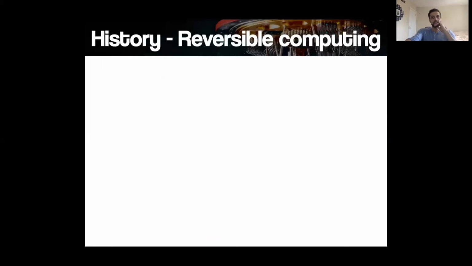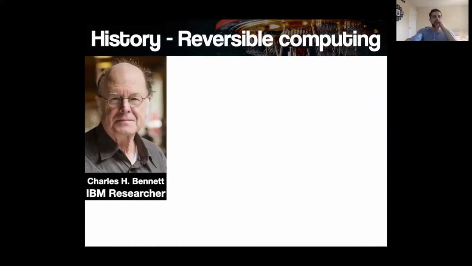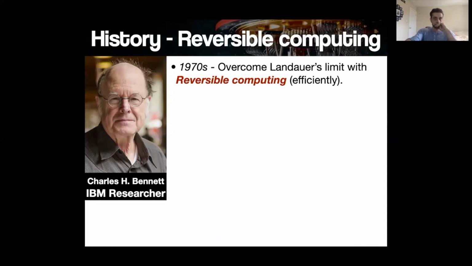So it's an interesting proposal, and this proposal then spurred another question. Charles H. Bennett, a researcher at IBM, was thinking of ways to overcome Landauer's limit. And he proposes that it could be done with reversible computing. Essentially, if erasing information is what gives you the problem, let's just not erase any information. And you might think, well, that's going to be a pain. We're going to have to hold all this information as we go.